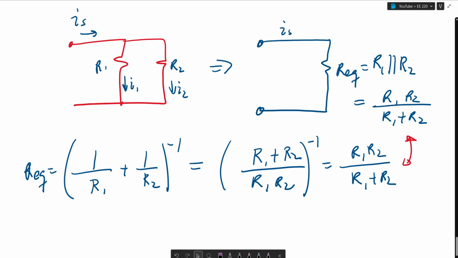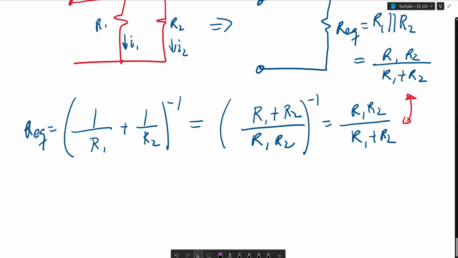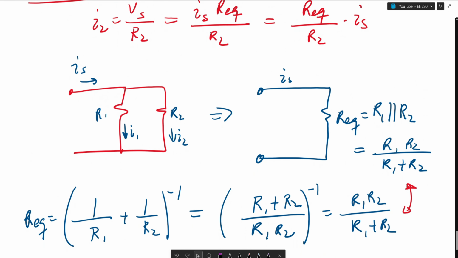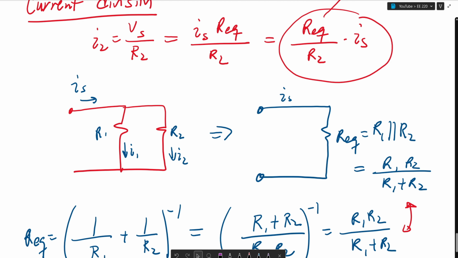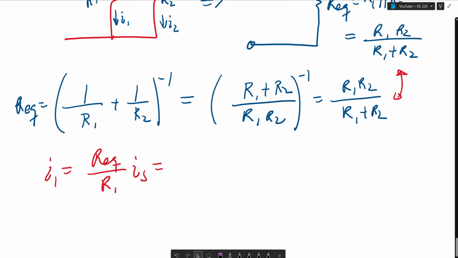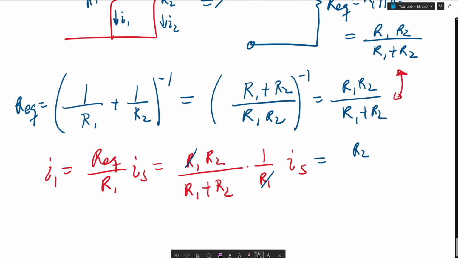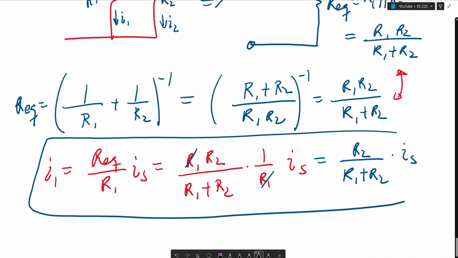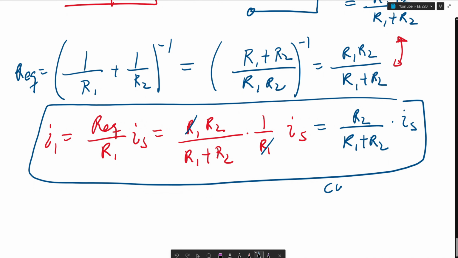These two are equal. So now we say that I1 is equal to, in terms of our equation, R equivalent over R1 times Is. R equivalent is R1 R2 over R1 plus R2 times 1 over R1 times Is. This cancels out with this, and we are left with R2 over R1 plus R2 times Is. So this shorthand form is your current divider.